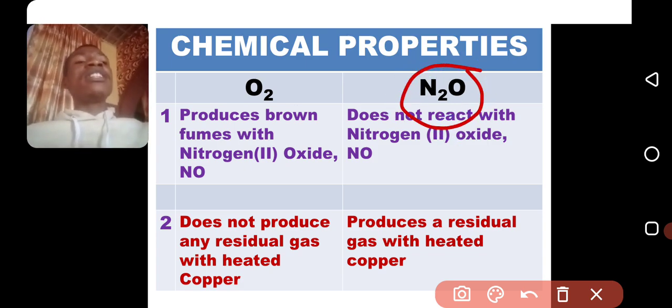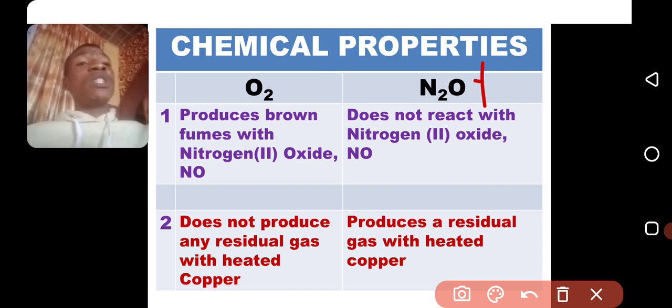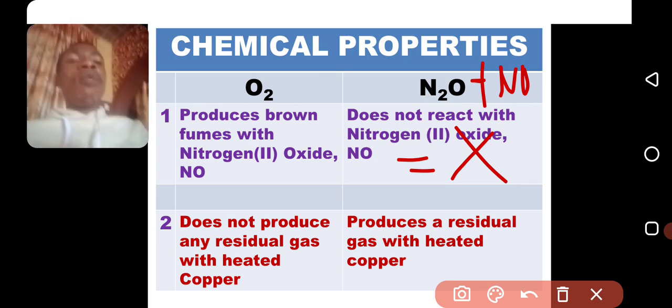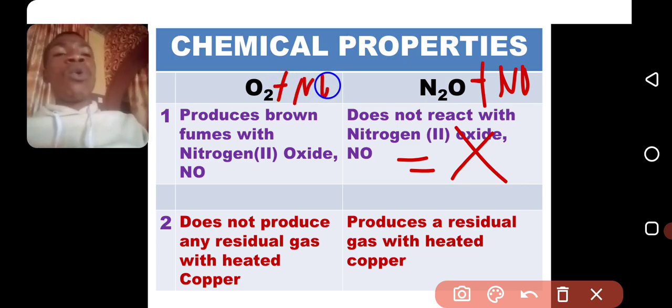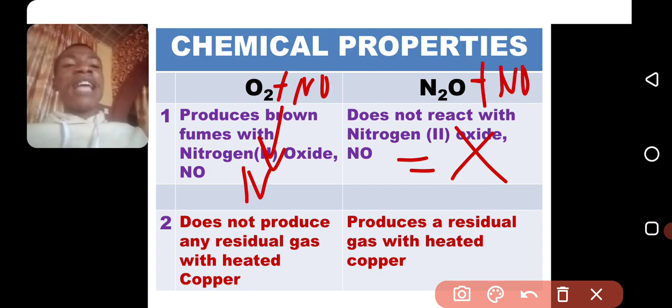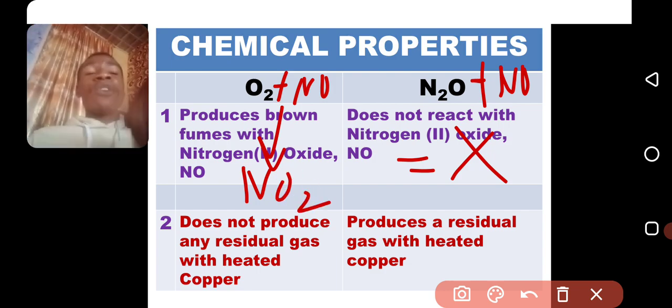This does not react with NO. No reaction at all. But oxygen can react with NO and give you a brown gas, NO2. So take note of that.